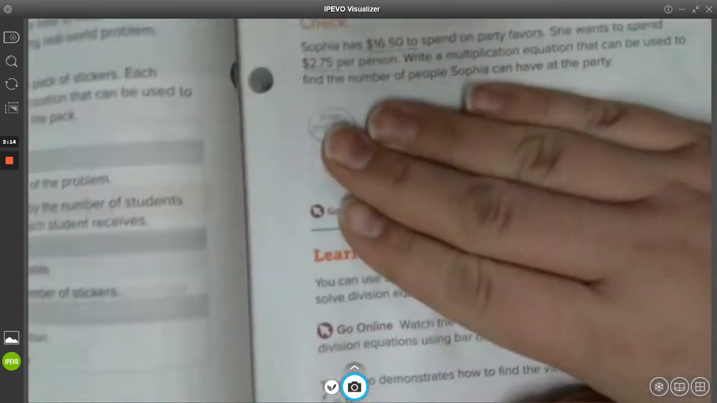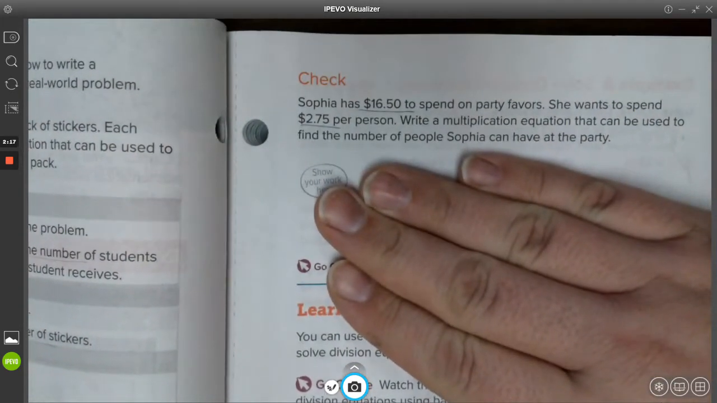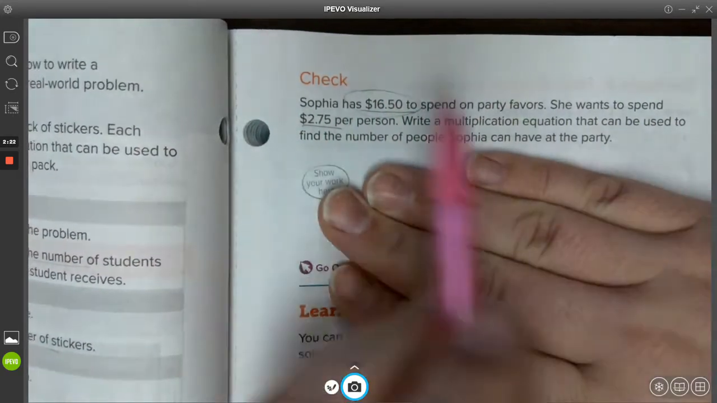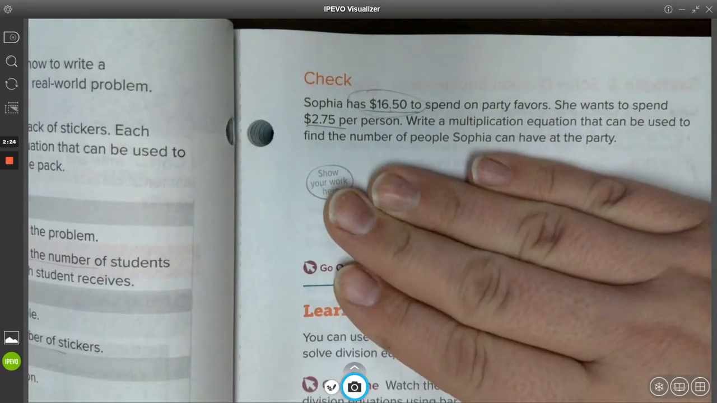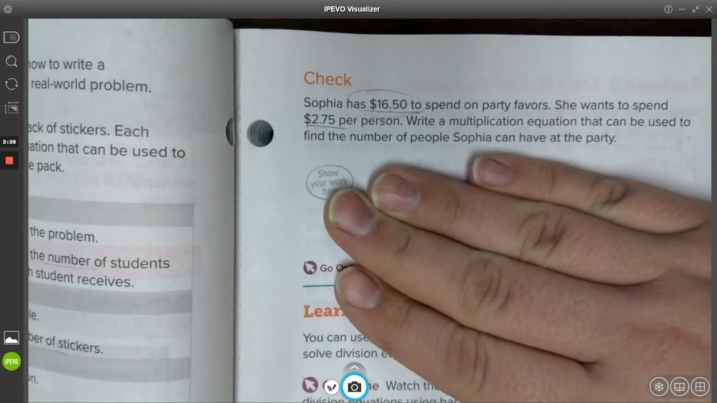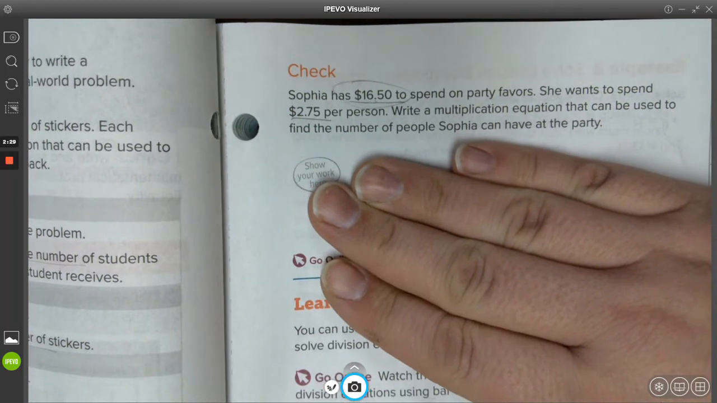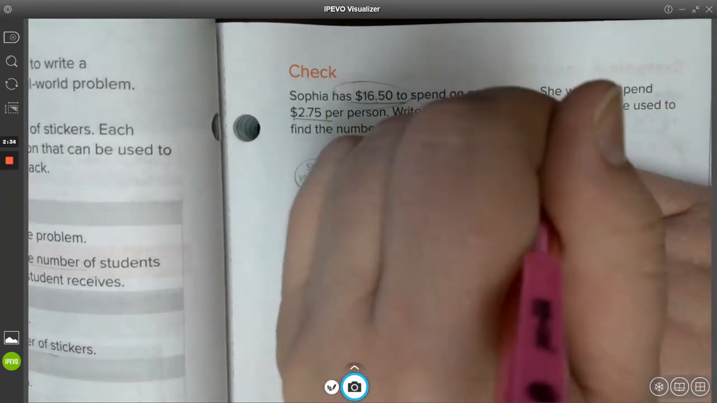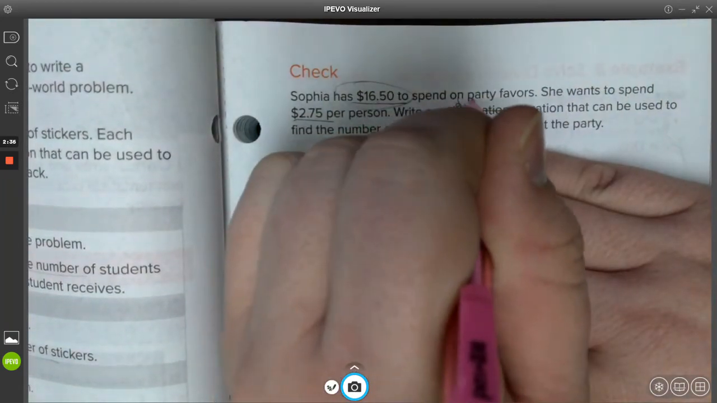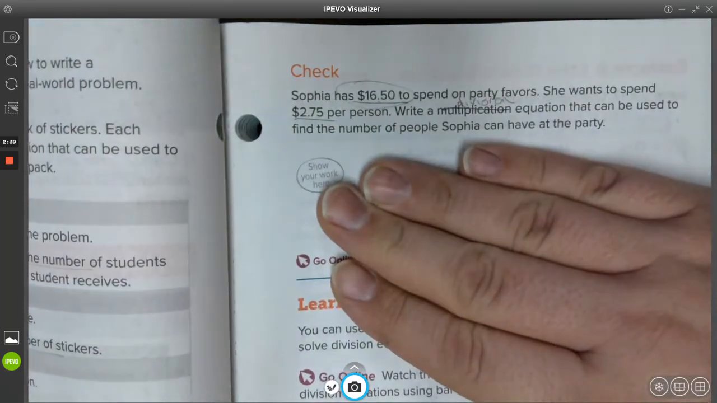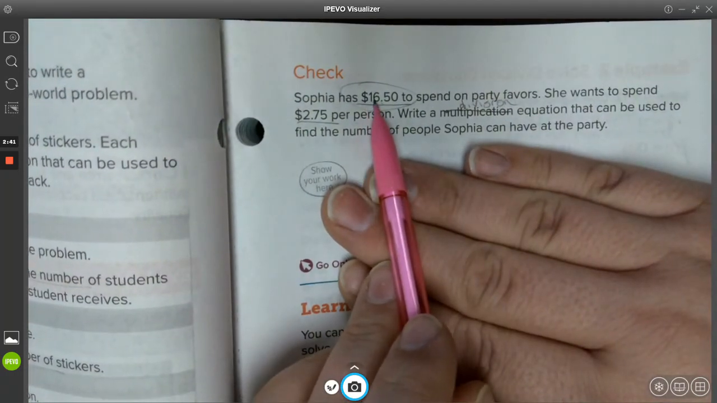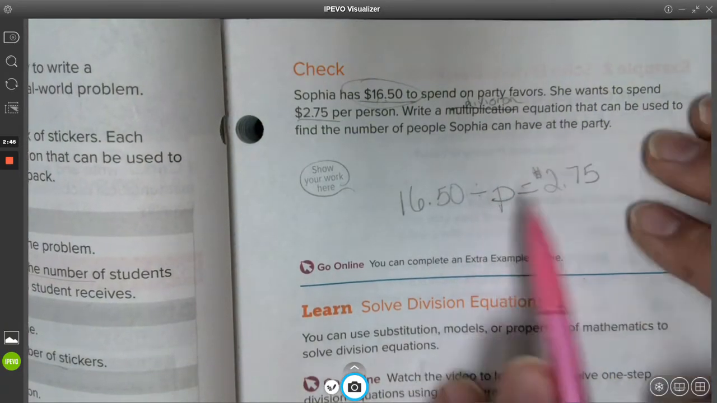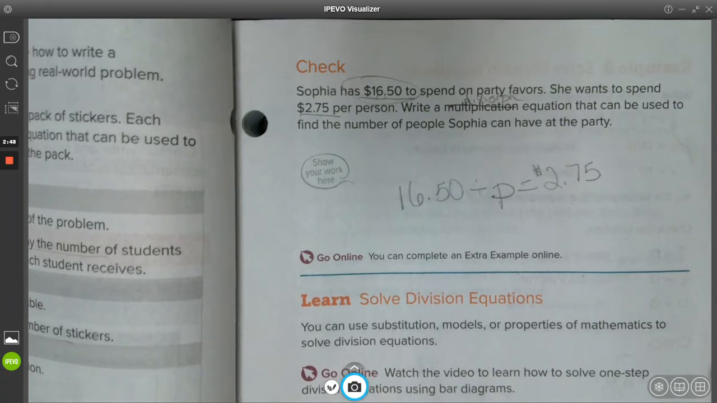Let's take a look at our check here. Sophia has $16.50 to spend on party favors. So this is a total amount. This is probably what's going to start our equation. She wants to spend $2.75 per person. Write a multiplication equation that can be used to find the number of people Sophia can have at the party. This should actually say division. This is a typo. Division equation. Now, we're going to start with $16.50, right? Because that's the total amount. And we are going to divide by the number of people to get $2.75 each.